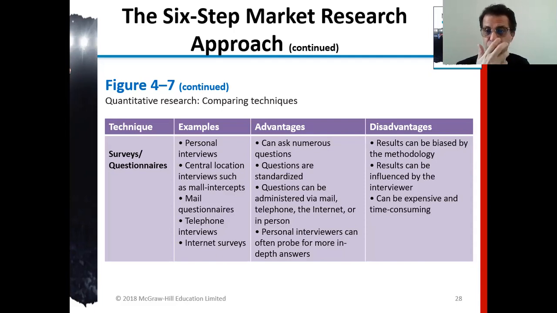So you ask a question, if it's yes, then it tells you to ask this question. If it's no, then ask this question, and it gets deeper. The disadvantage overall is the result can be biased by the way you do the methodology, as we said, and the result can be influenced by the interviewers' personality. Are they positive reinforcers, negative, or non-reinforcers? And it can be very expensive when you're hiring people and asking them to go to the mall and ask people.